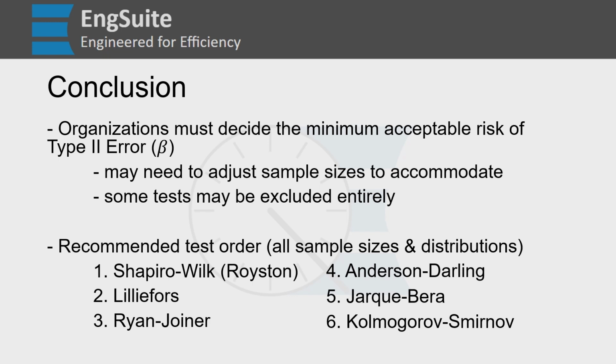So the recommended test order is Shapiro-Wilk, Lilliefors. Again, those are interchangeable. Ryan-Joiner third. At really low sample sizes, it can be interchangeable with the Anderson-Darling. At the 30 especially. Above 30, AD and JB are going to be interchangeable. And then in no scenario is the KS ever going to be anything other than 6. So that's our recommended testing order.